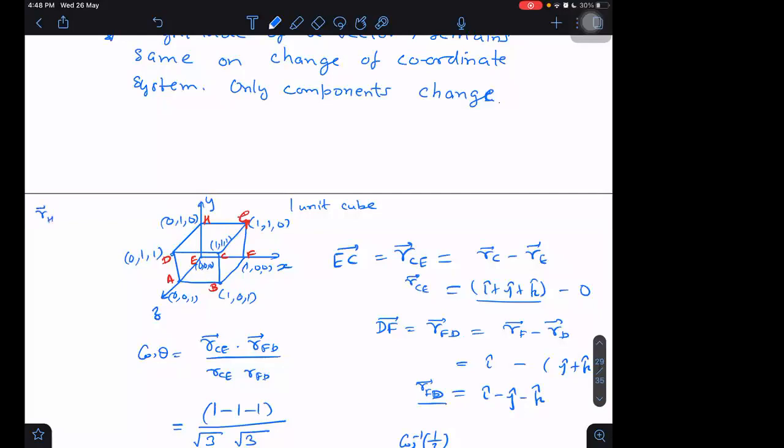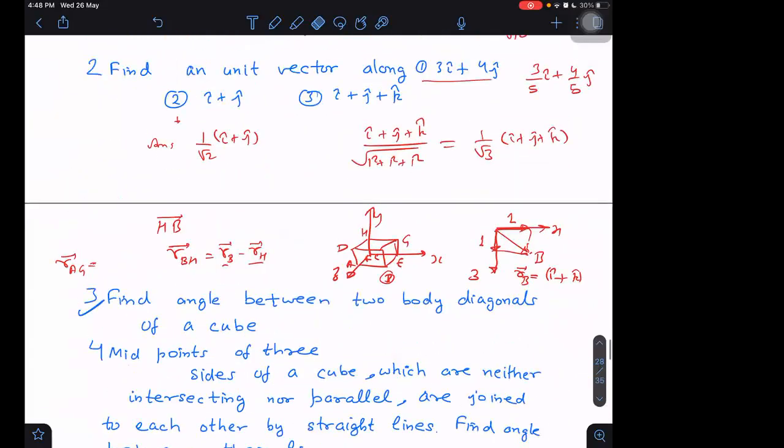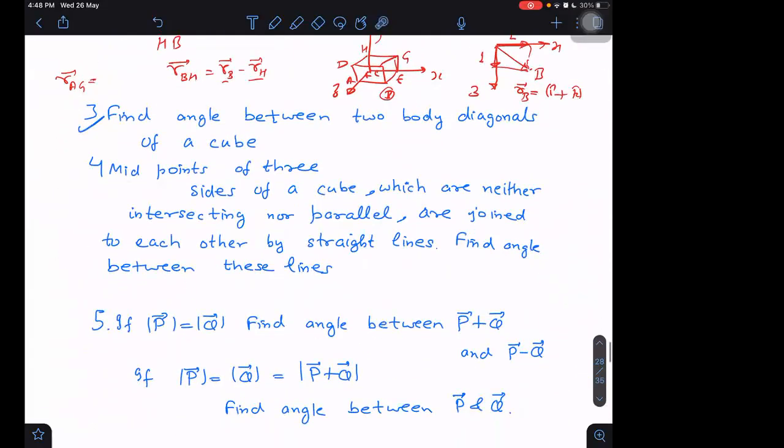Why are you taking edges from the cube, sir? Huh? Why are you taking edges from the cube, sir? They have given sides. Did you read the question or not? You tell me that first.